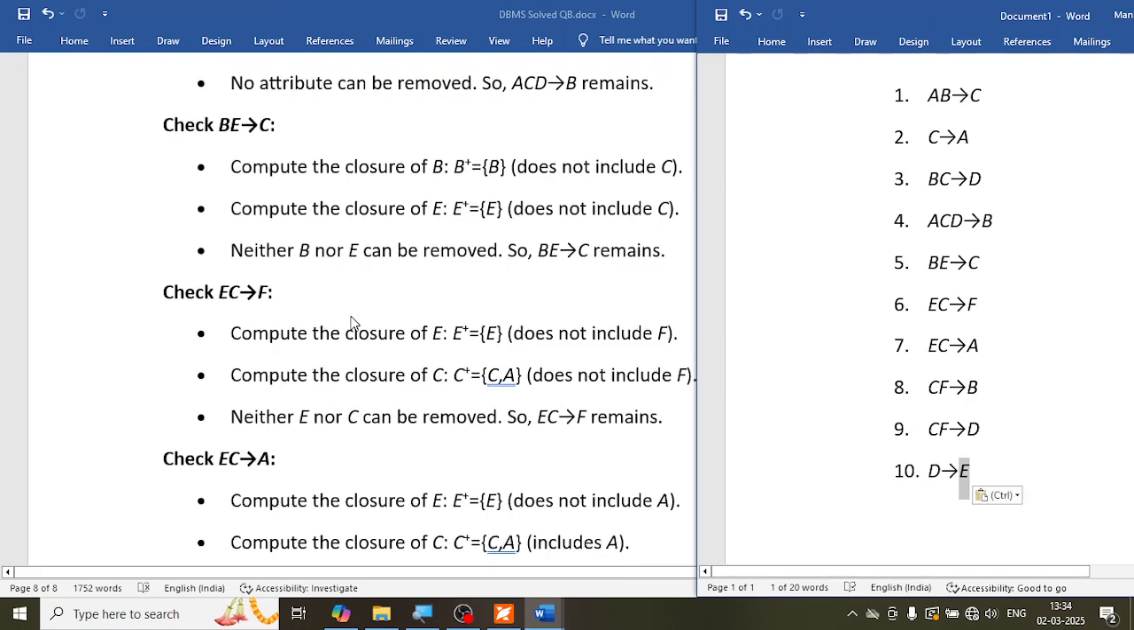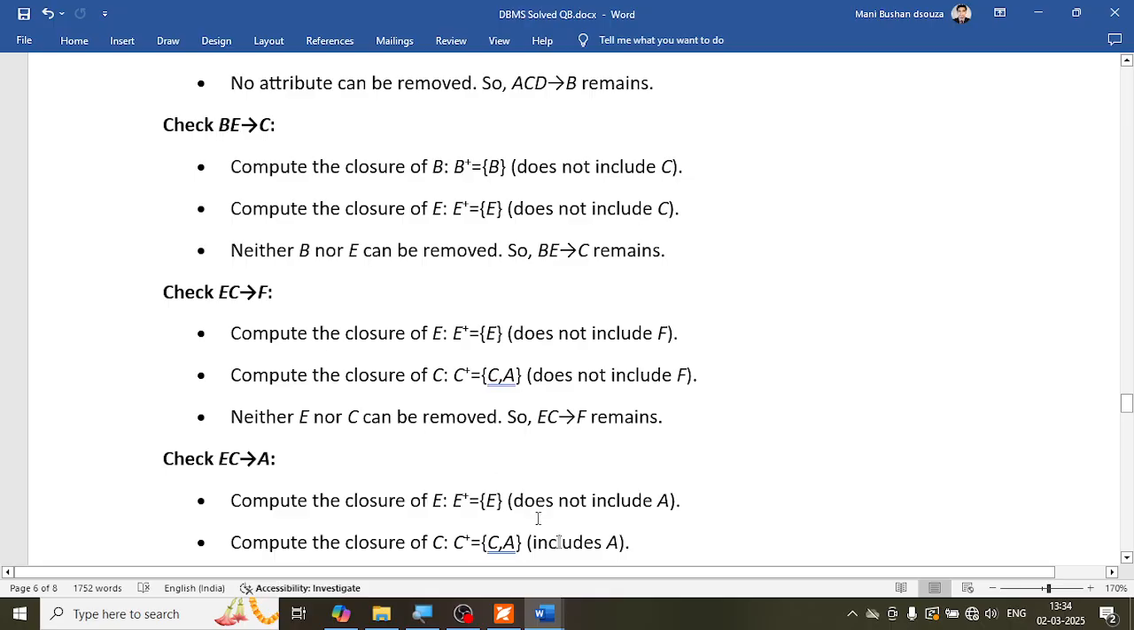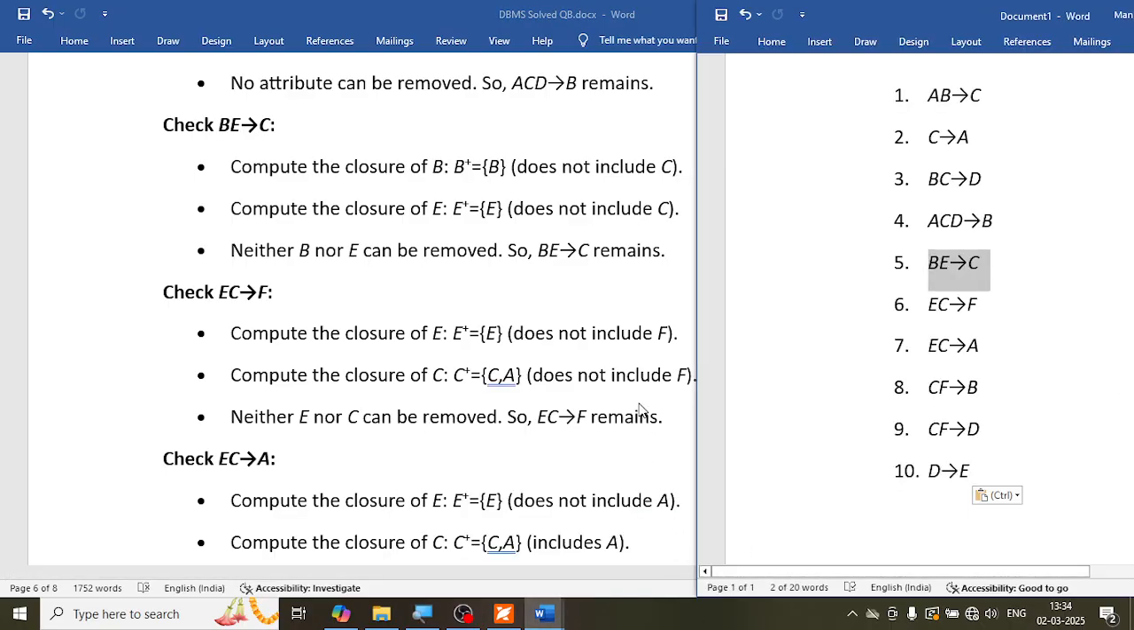attributes. Let's go with this one. BE derives C. So let's start with B. We know very well B will derive B itself. It cannot derive anything else, so you cannot eliminate E. Let's look at E. E will derive E itself, and there is no single E on the left hand side, so E cannot derive anything else except itself. So both B and E are required in order to decide C. None of them can be removed.